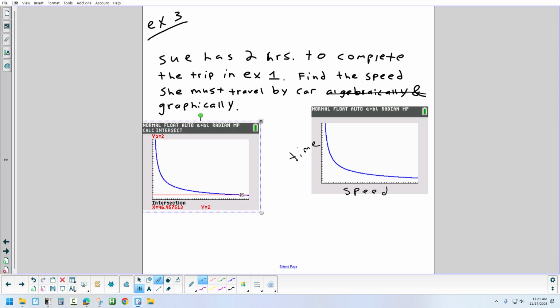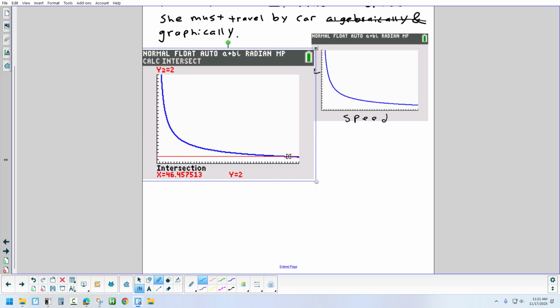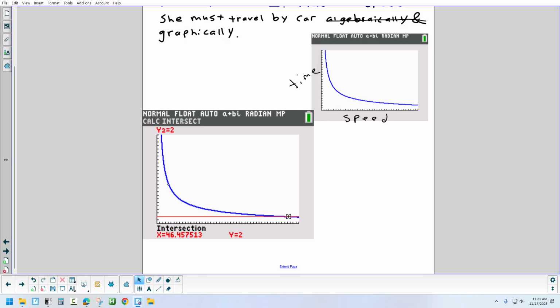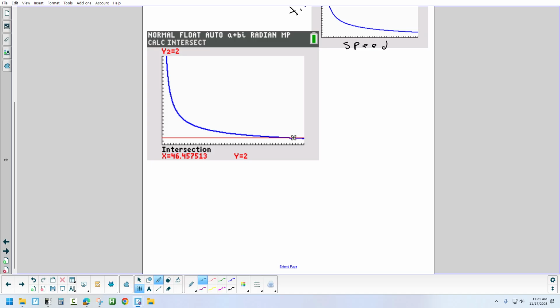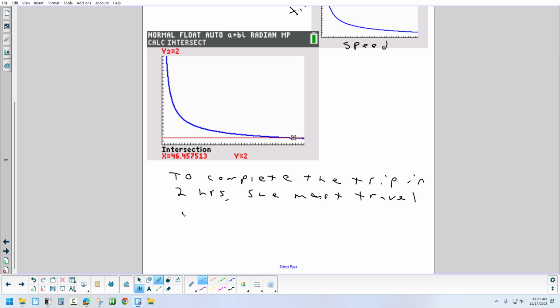So you will hit 2 hours on the y-axis when the x value, which is the speed, is 46.46. So that's the answer. Let's write it down. To complete the trip in exactly 2 hours, Sue must travel by car at 46.46 miles per hour.